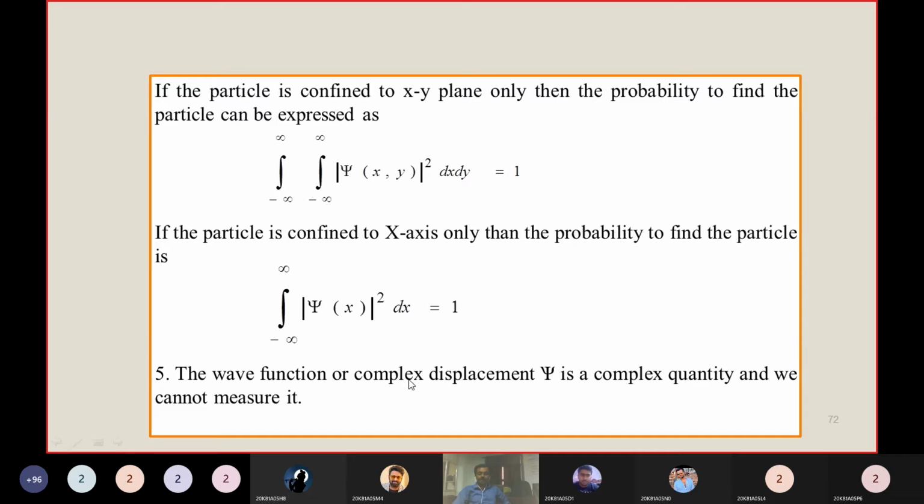The wave function is a complex quantity. Psi is a complex quantity and we cannot measure it.